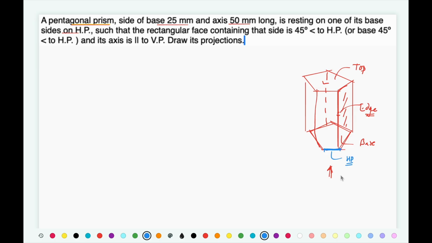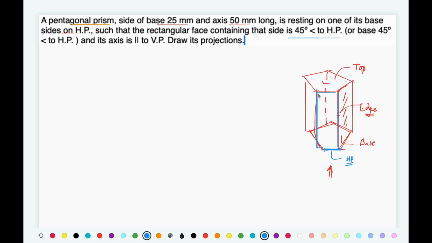So it is resting on this side on the HP. It is not completely resting on its base, it is resting on the edge of that base, such that a rectangular face containing that side is 45-degree inclined to HP. What is the additional condition? Let's say this is the side on which it is resting on HP. A rectangular face containing that edge.